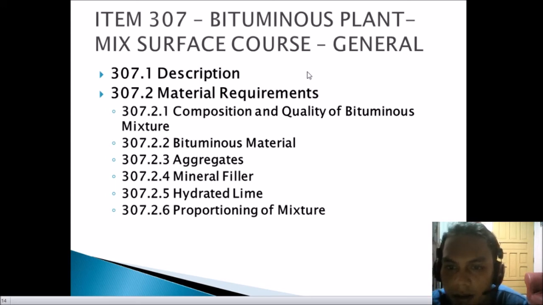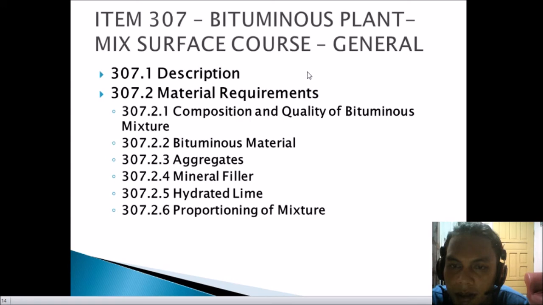Under that is 307.2.1, the definition of quality of bituminous mixtures. A bituminous mixture shall be composed of aggregates, mineral filler, hydrated lime, and bituminous material. Next is 307.2.2, which is the bituminous material. The kind of bituminous material to be used will be as called for in the bill of quantities, while the type and the grade will be specified in the special provision. The grade may be changed one step by the engineer.